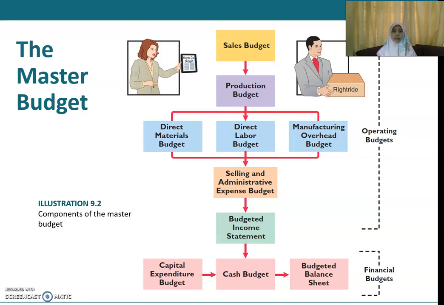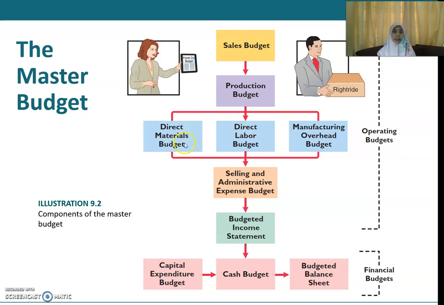Okay, Bismillahirrahmanirrahim. Let's continue. If you see your master budget, we start off with our sales, then it goes into production. We already see the preparation of the sales budget, and then we move on into the preparation of our production budget. Okay, next we move into the elements of cost.